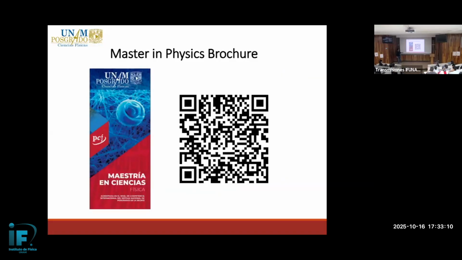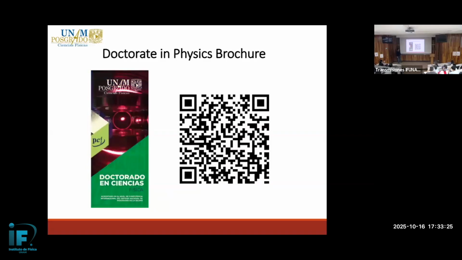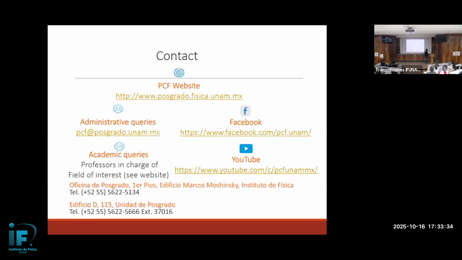So I leave you here with 3 final slides. This is the QR code where you can download our digital brochure for the Masters in Physics program. It's in the coffee room as well. Okay, so that's one item. Similarly, for the doctoral program, this is the QR code. And finally, these are our contact possibilities.